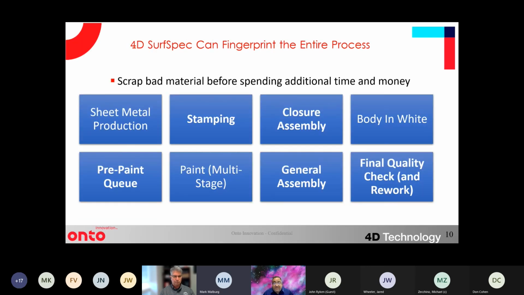And the goal is to fingerprint the whole process, right? Scrap bad material before you spend additional time and money bringing it to the next stage of production. So measure the sheet metal, see if the steel has defects, see if the aluminum has roping, which does not paint out. Look at it after the stamping process, after closure, once it's assembled in body in white, pre-paint, and then throughout the paint. And at every stage, you want to use the same instrument, if at all possible. And that was our goal, right?